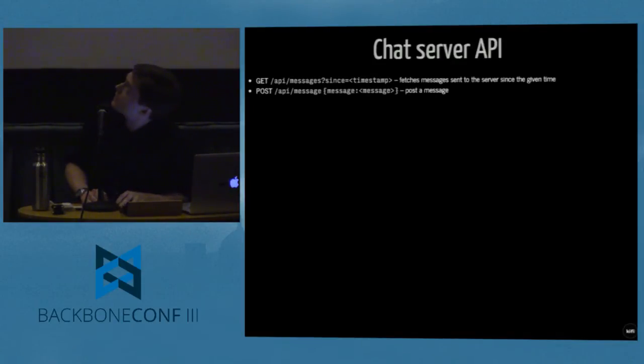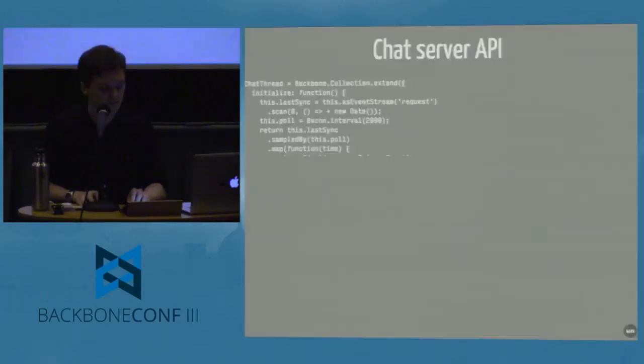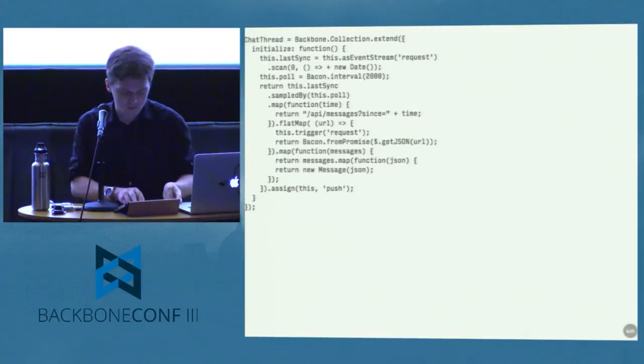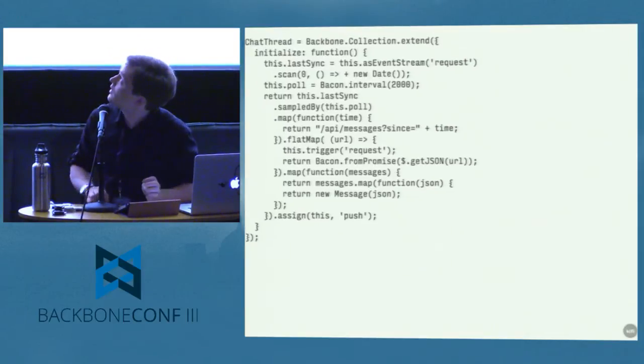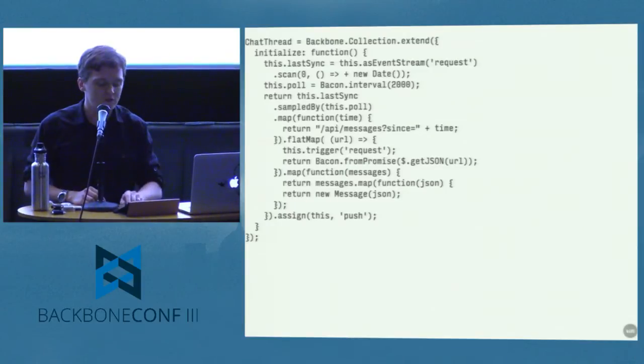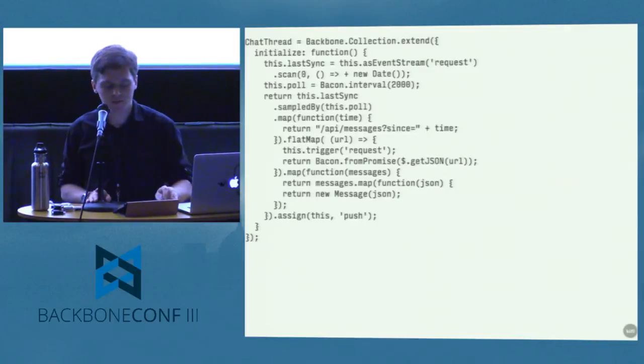Suppose you've got an API like this one that's already been written. In reality, we'd probably use WebSockets for this, but I just want to use this for an example. Also, the chat app is just going to be one big chat room just for the sake of simplicity. So here's the chat thread collection. That's how we're representing the collection. It's a little complex. There's a lot of Bacon going on in there, but I'm going to step through it step by step.